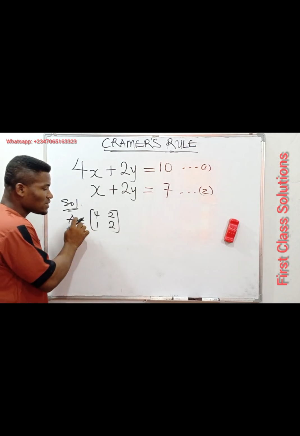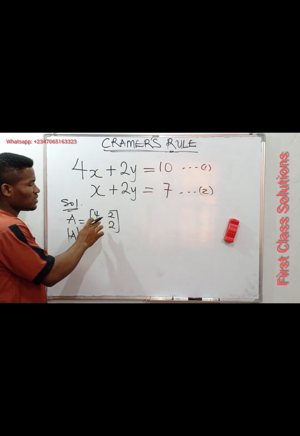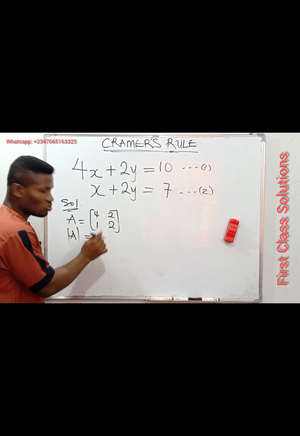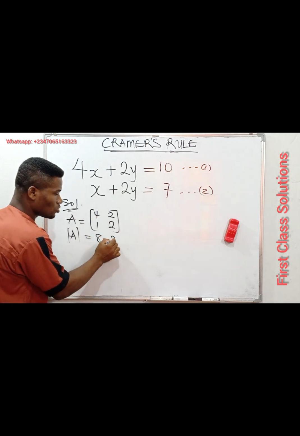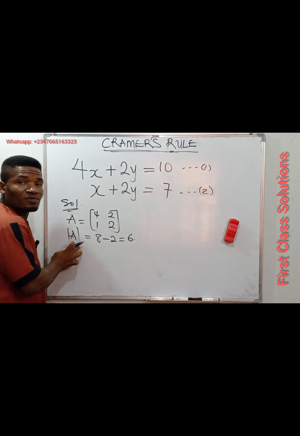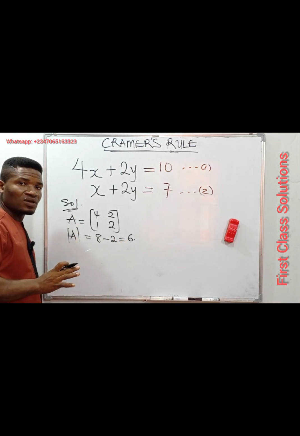The next thing is to get the determinant of this matrix A. This determinant will be this times this minus this times this. So 4 times 2 gives us 8, minus 1 times 2 gives us 2. So 8 minus 2 gives us 6. So the determinant of this matrix is 6. This is not actually the answer for now.